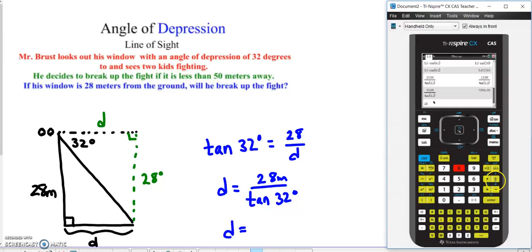So let's see what happens when we calculate that. 28 divided by, go over to tangent, 32, and that's 44.8 meters. So it's less than 50. It looks like he's going to go break up the fight, which is good.